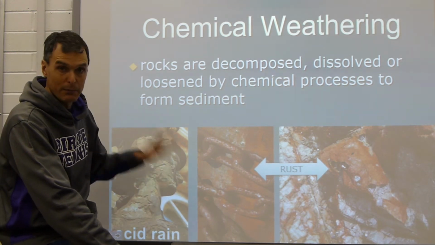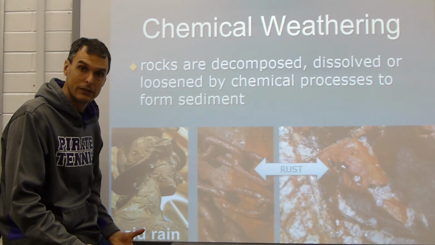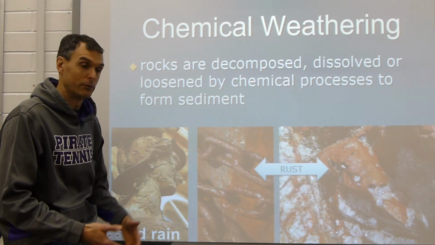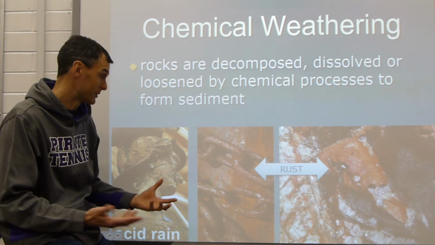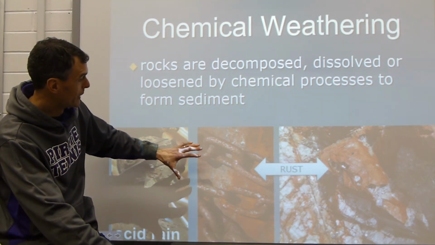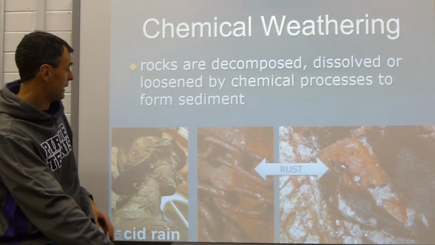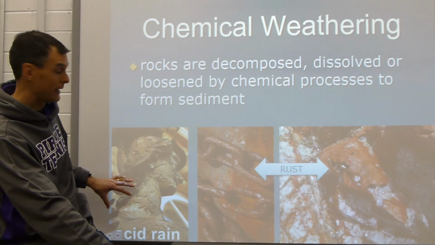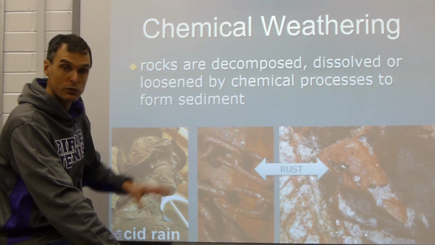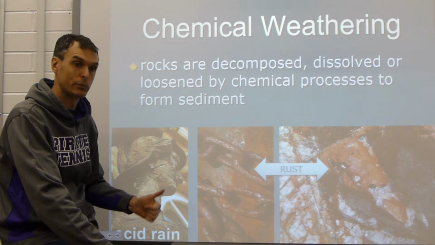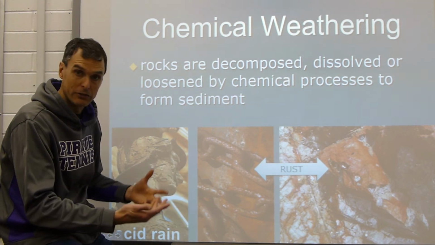The other type is chemical weathering, so this is a chemical process that alters the rock. Great way to think of this is you leave your bike outside, it gets wet, and then it rusts, right? So rust is one way that rocks can be altered and broken into smaller pieces. Also acid rain can do that and chemically alter rocks. So these are the two types of weathering: mechanical, which is a physical process, and chemical, which is an alteration.